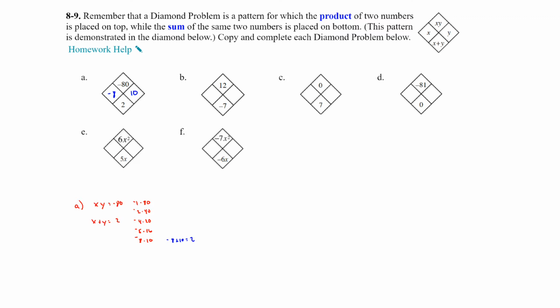What about B? B, we have 12, so x times y gives us 12. And then x plus y is going to give us negative 7. So not nearly as many factors of 12.